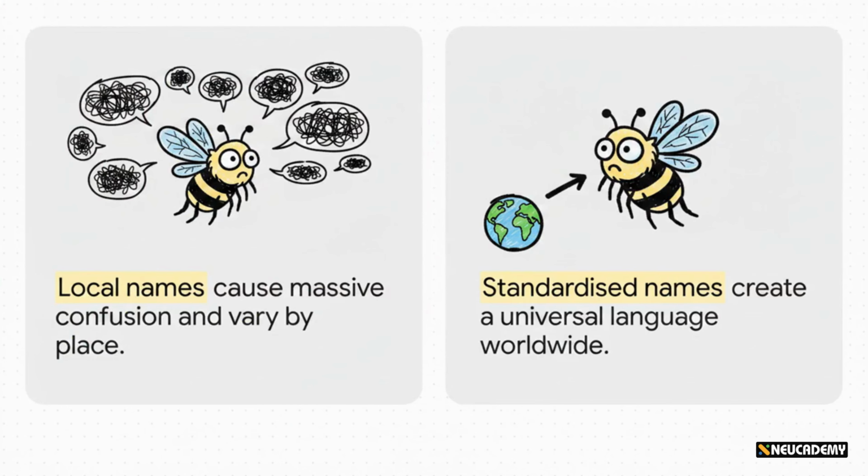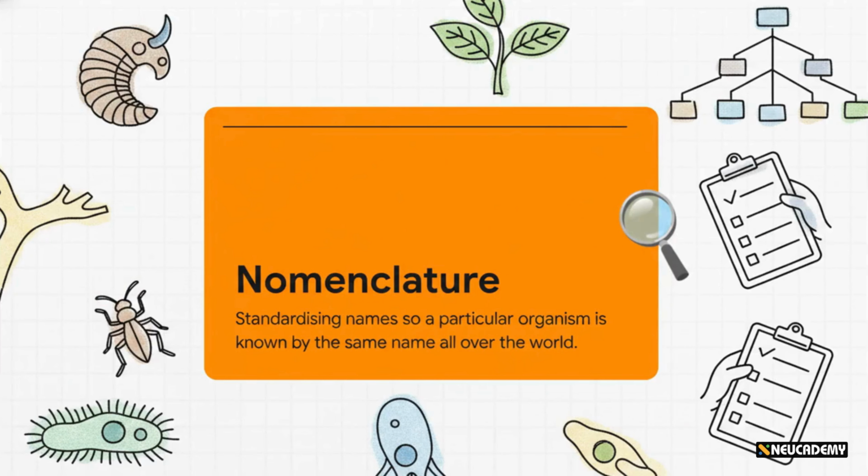Now, you can imagine the absolute chaos this massive diversity creates. Relying on local names is a complete nightmare because they vary wildly from place to place, sometimes even within a single country. Just imagine the headache if botanists and zoologists didn't have established ways to refer to the exact same organism. It highlights a desperate need for standardization. We literally need one universally accepted name worldwide. And that absolute necessity gave birth to nomenclature. Simply put, it's the rigorous standardization process of naming living organisms so that a particular organism is known by the exact same name everywhere in the world.